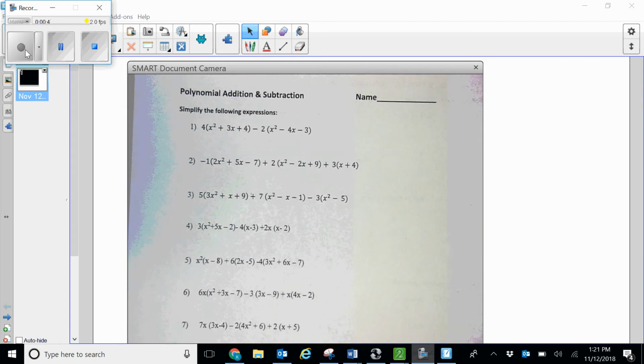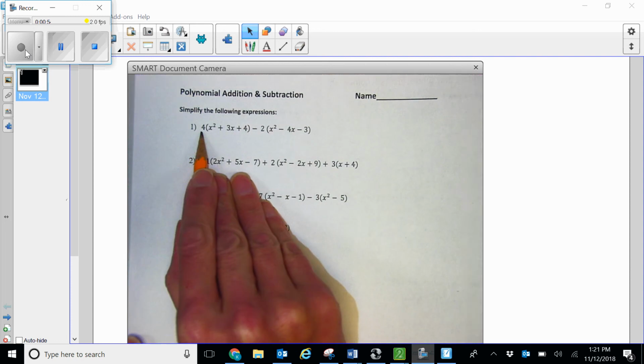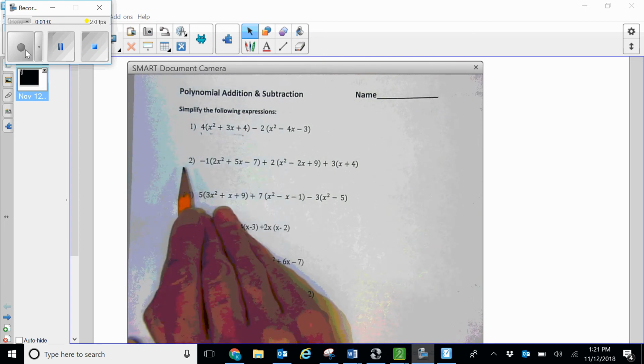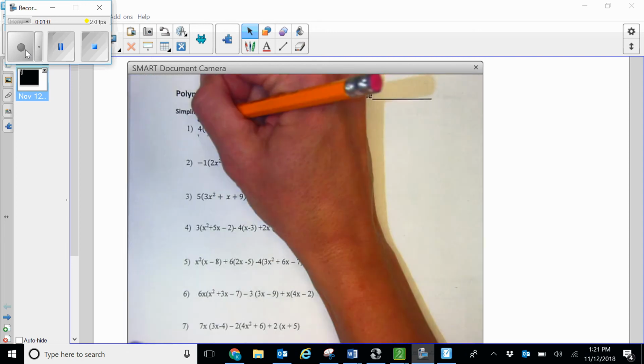The whole idea is that we're simplifying expressions. First, we have this piece out in front of the parentheses. It's a coefficient, but we have to use the distributive property to multiply that coefficient through the whole parentheses first. Then we'll be able to combine like terms. So I'm just going to start with my distributive property.